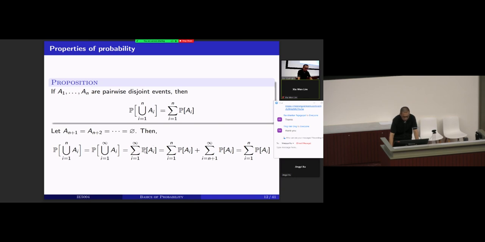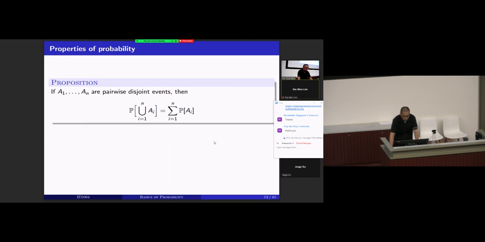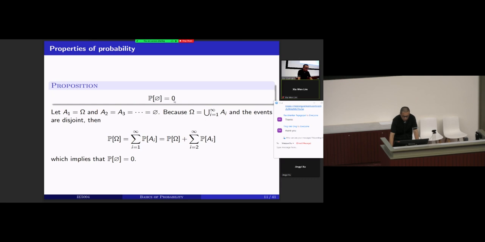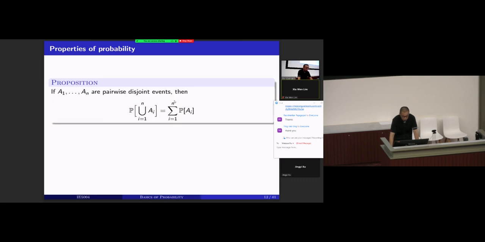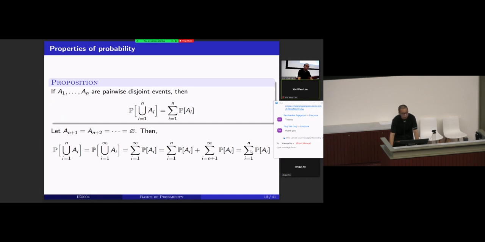We have this, right? This summation is i from 1 to infinity. Now we can consider i from 1 to n, the first n events, and the rest of them. For the rest of them, we know that for i from n plus 1 up to infinity, all such Ai are just the empty set, right? We just proved that the probability of an empty set is equal to zero. So which means that we just add a lot of zeros. It does not matter. A zero is zero, right? So this summation is simply equal to 0.